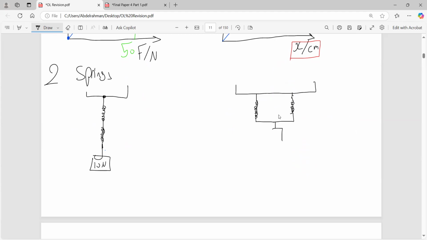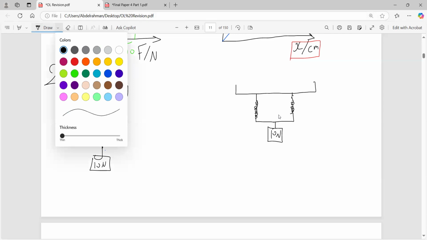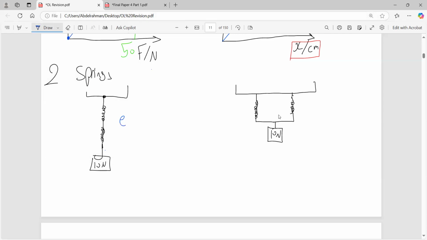Oh, and I added a force of 10 newtons. If the springs were in series, what happens to the total length? The total extension is multiplied by 2. If you have them in series, the total extension is multiplied by 2.